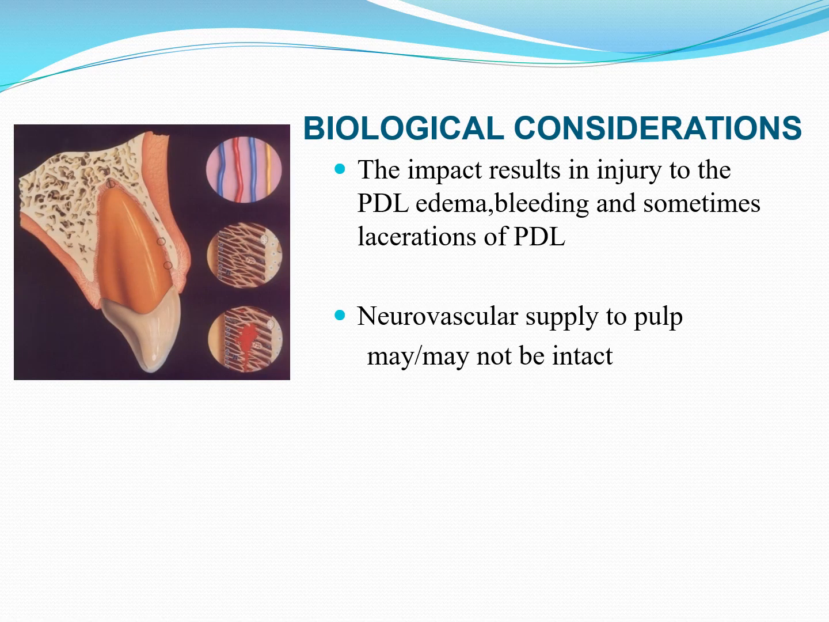So what is the biological consideration? The impact results in injury to the periodontal ligament. So you can see edema, bleeding, and sometimes lacerations of the periodontal ligament, which you cannot see clinically.